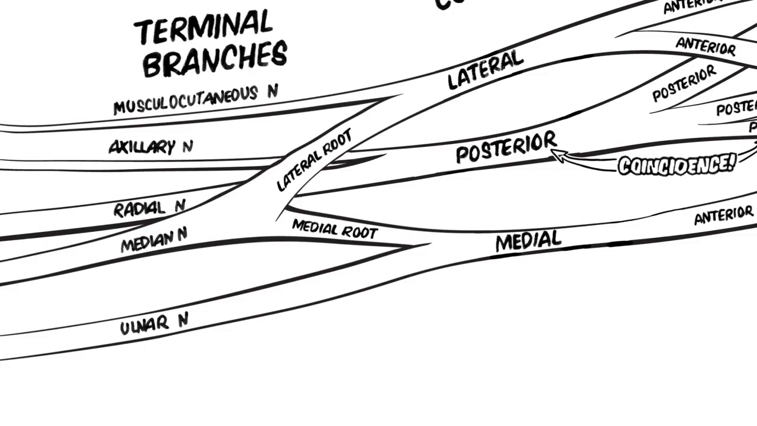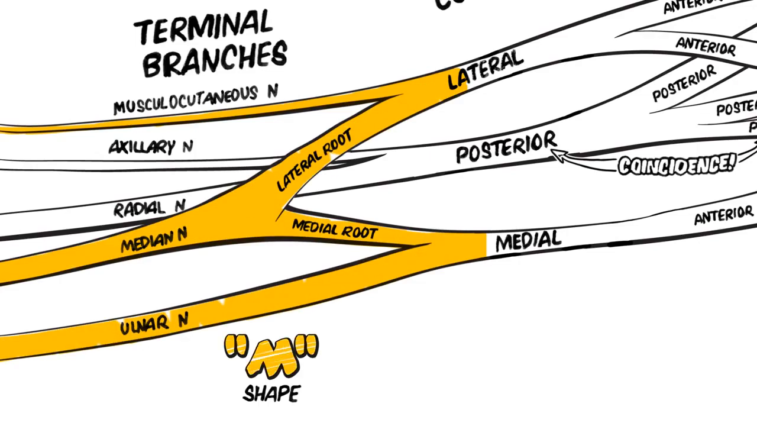the median nerve proper. The terminal branches of the lateral and medial cords form the characteristic M shape anterior to the axillary artery, which is usually the most distinctive feature of the brachial plexus, and serves as a reference point for locating and identifying the other components of the plexus.